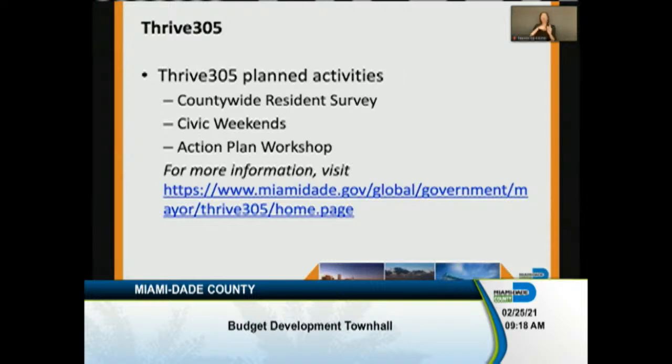During the month of March, the initiative will host civic weekends, which will be town hall style virtual events to discuss the survey data and recommend ideas for the action plan. Then in April, the Thrive 305 initiative will hold action plan workshops for community leaders and policy experts to collaborate with county staff to develop recommendations for the action plan.